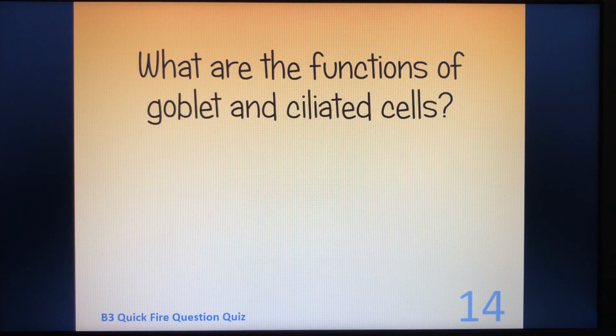Question 14. What are the functions of both goblet and ciliated cells? Okay, so they work together. Give you a clue, they're found in the trachea, that's the windpipe. We also have ciliated cells along the oviducts. Okay, they move the eggs from the ovaries into the uterus, but that links more to B5. But we've got them in the trachea. Okay, goblet cells do one job, ciliated cells do another job. And what are those two jobs?